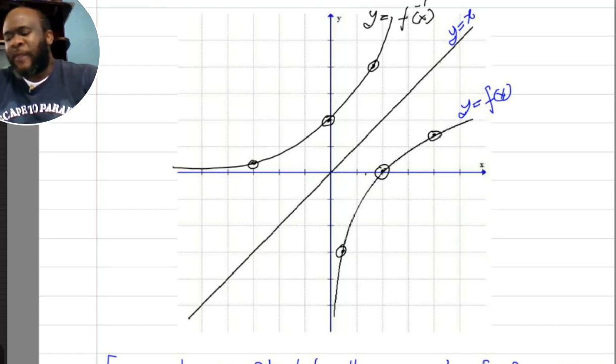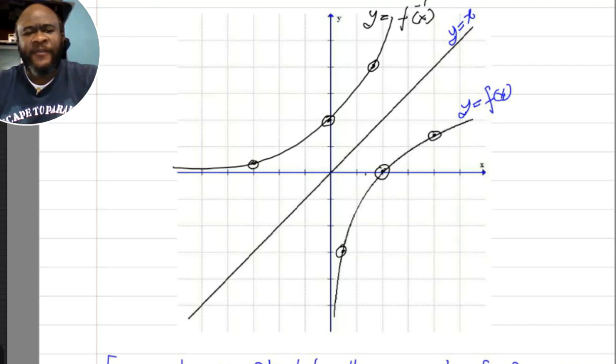So we can obtain the graph of f inverse, the inverse of a function, from the graph of the function by reflecting the graph of the function in the line y is equal to x. Now, the line y is equal to x is a straight line that passes through all points on the graph where x and y have the same value. And whenever we reflect a point in the line y is equal to x, the x and y coordinates interchange.